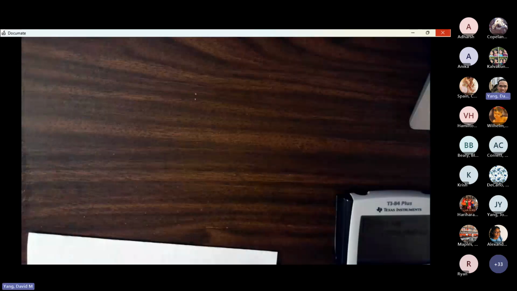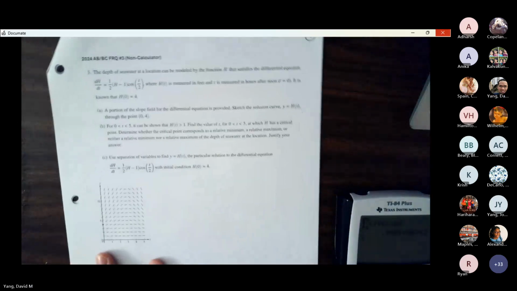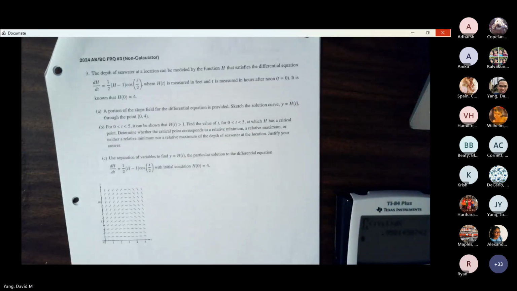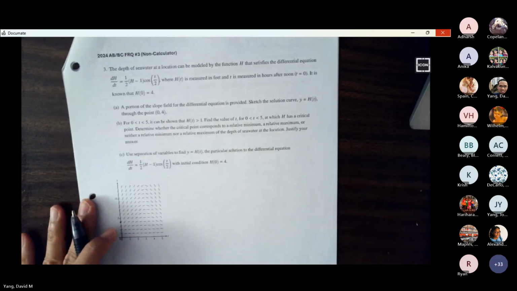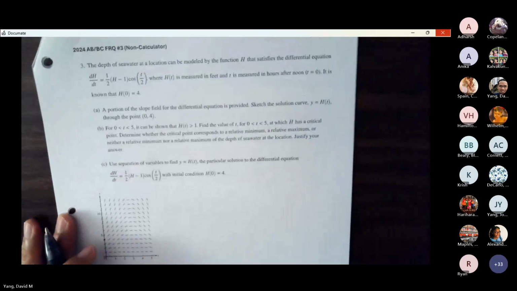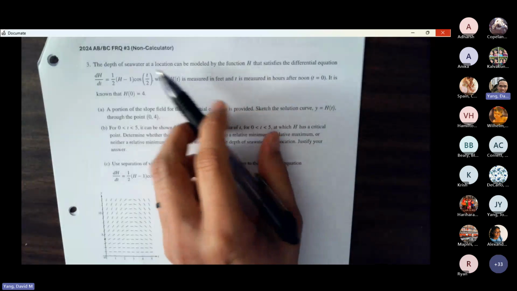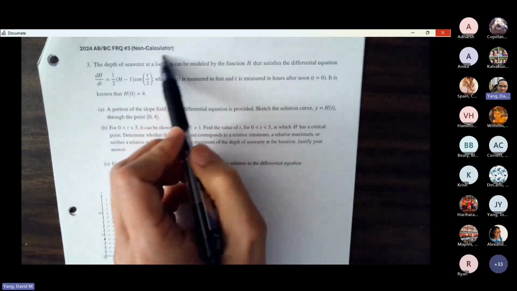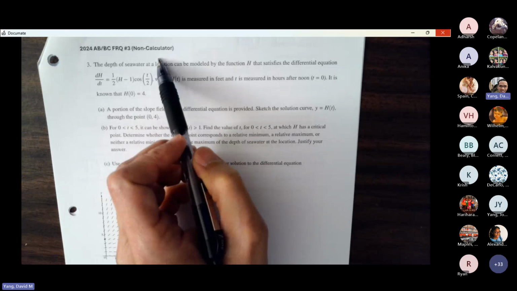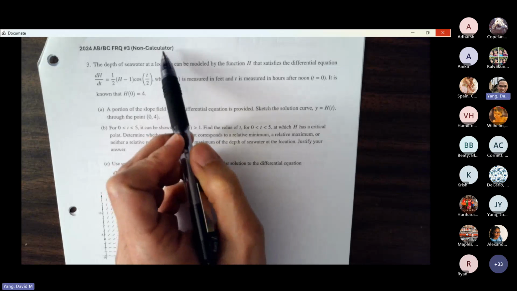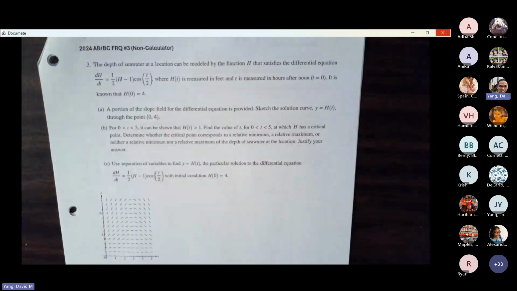All right, number 3. So now we're going into our non-calculator section. So the rest of the exam, no calculators: 3, 4, 5, and 6 on the AB test, no calculator.